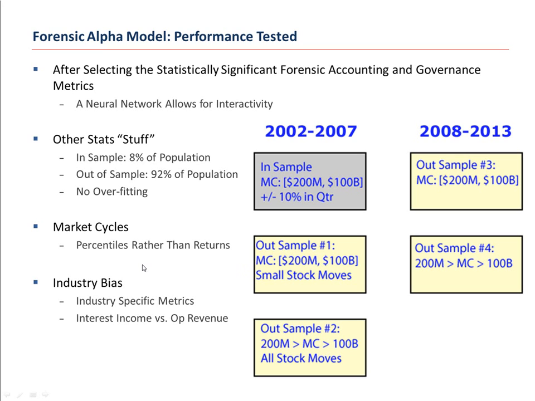Another alleviating factor is the fact that we used percentiles of returns rather than returns themselves. And because I percentiled each quarter, it means that we've eliminated market cycles anyway.